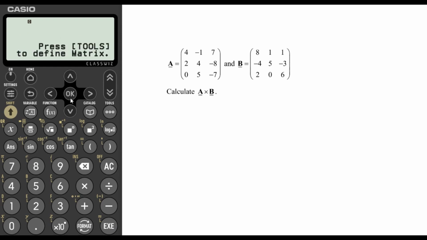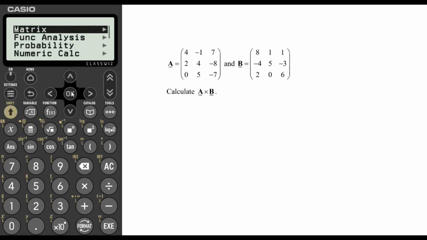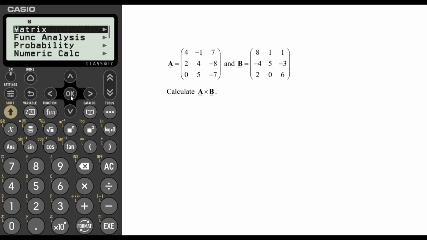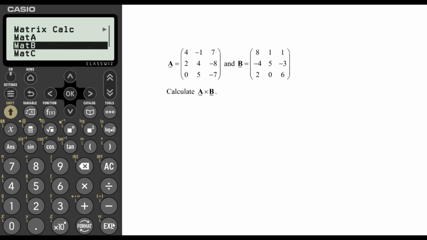So now matrix A and B are stored into the calculator. We can load up matrix A. Then matrix. Then scroll down to matrix A. And then press OK. Then we will multiply matrix B. So then we go to catalog. Then go to the matrix. Then matrix B. Then press OK.